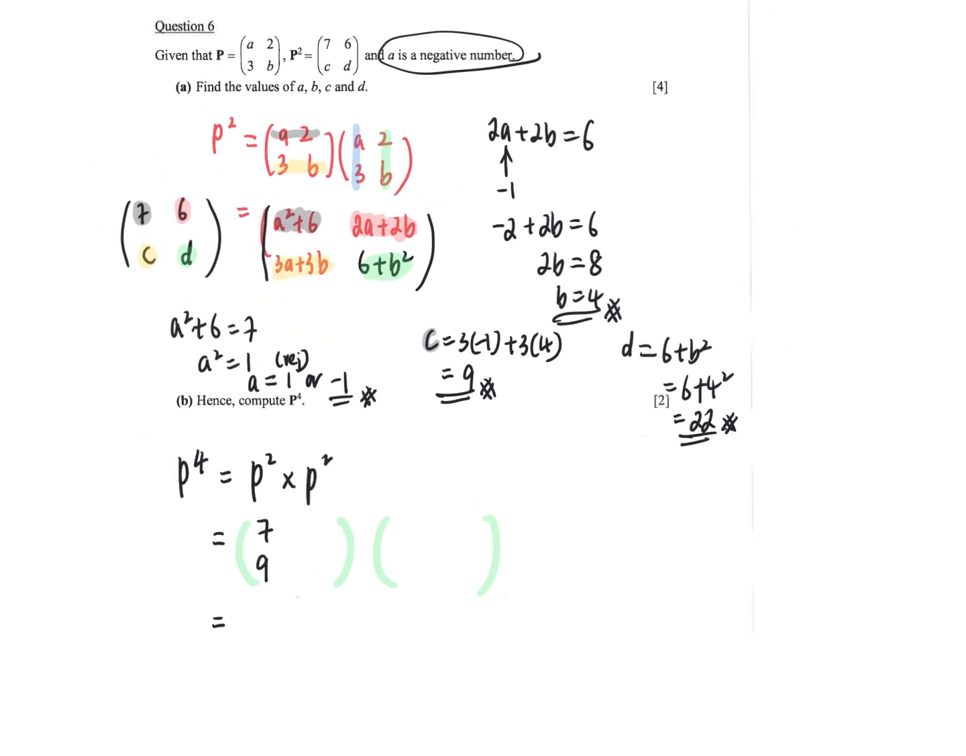Okay, C is 9, 6, 22. So when you multiply, you should get this number. I multiplied wrongly. So be careful when you do your calculation. Horizontal, vertical, horizontal, vertical, horizontal, vertical. Okay?